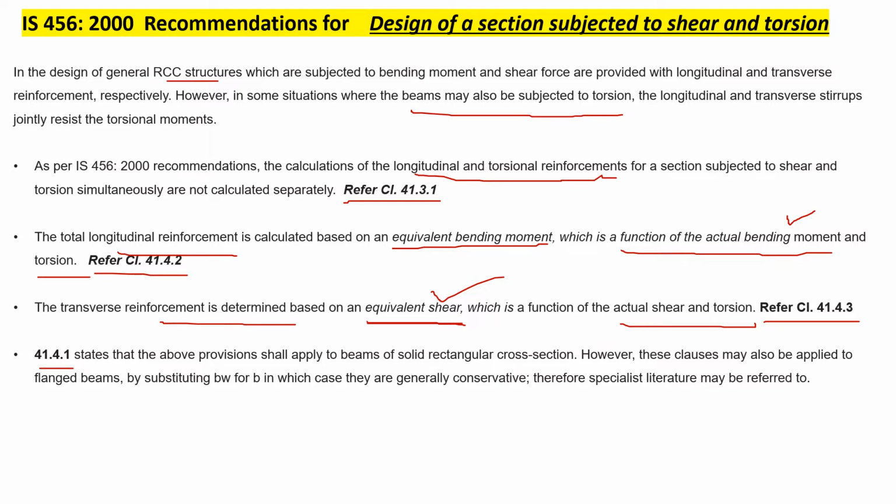Now what does clause 41.4.1 say? It states that the above provision shall apply to beams of solid rectangular section. However, these clauses may also be applied to flanged beam sections also.